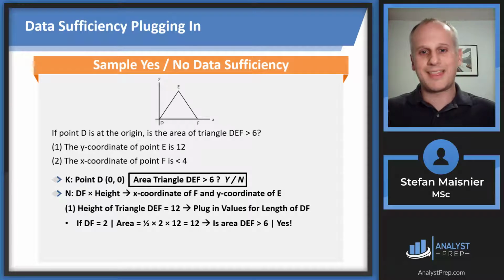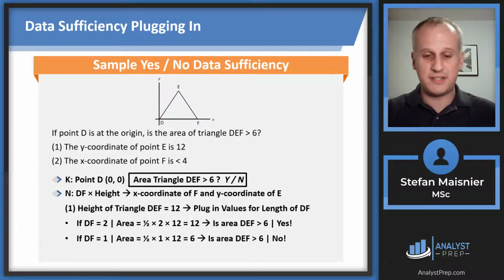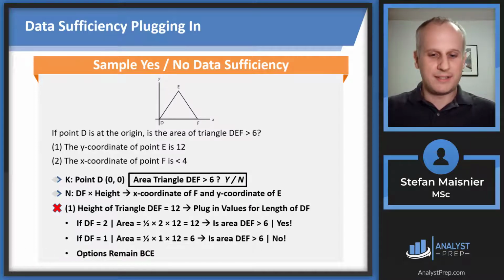But then we want to think about FROZEN. And we'll just go straight to an easy value in FROZEN and say, what if DF is equal to 1? Well, in that case, the area of the triangle would be 1/2 times the base of 1 times 12, which is actually equal to 6. So in this case, is the area of DEF greater than 6? No, absolutely not. So because we have both a yes outcome and a no outcome, well, this isn't sufficient, and our options are going to remain B, C, E.